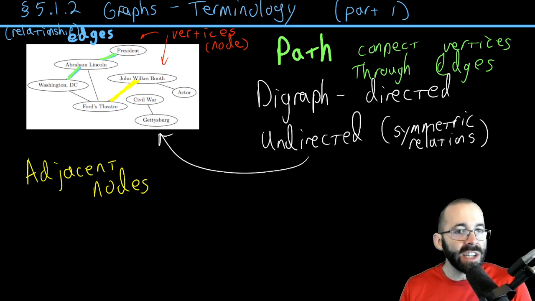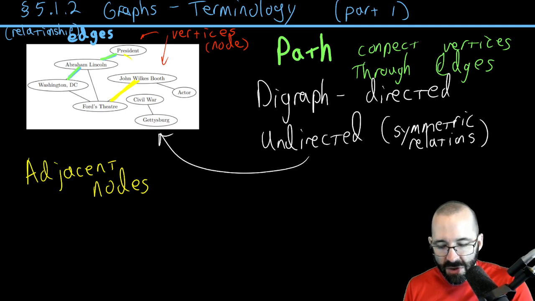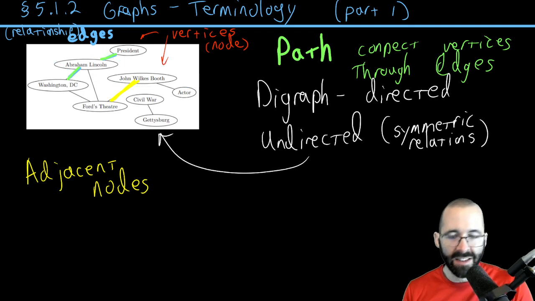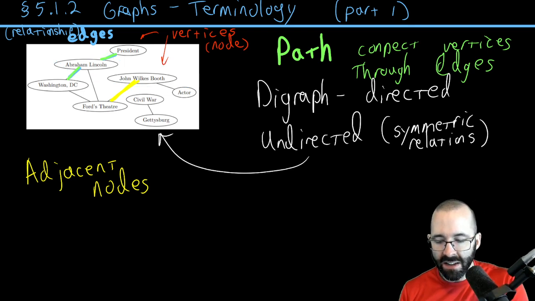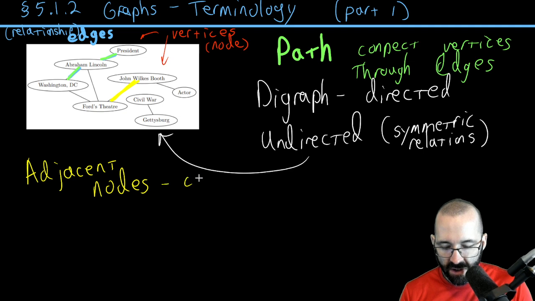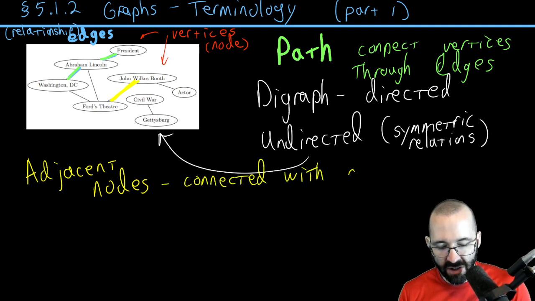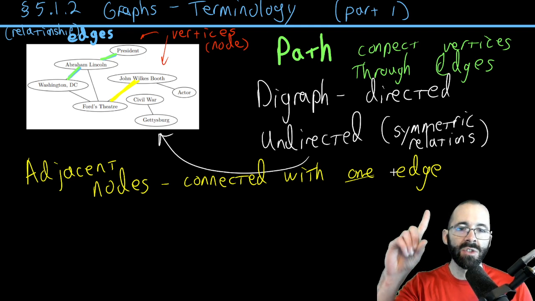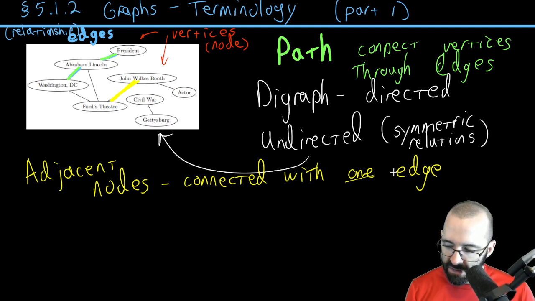John Wilkes Booth is not adjacent to Abraham Lincoln. I know these two nodes look like they're positioned next to each other, but as we're going to talk about in the future, the position doesn't matter. So this does not mean adjacent. Adjacent means connected with an edge. Okay? It's connected with one edge specifically. So even if there's a path between those two things, that still doesn't count as adjacent. It needs to be one edge connecting these two nodes.